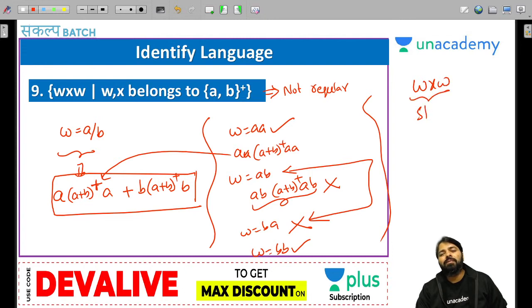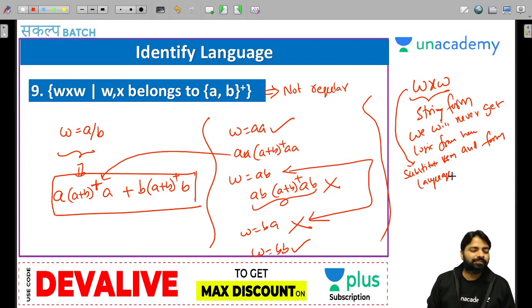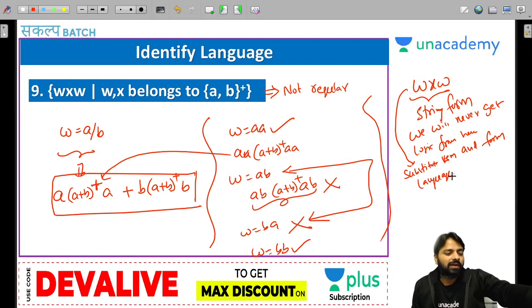WXW is a string form. You will never get what it is. Well, maybe sometimes, but that will never help you. We will never get a logic from here. Where do we get a logic? Put W and X, then substitute them to understand, and form a language. Look at that language. Don't look at this WXW. Clear? And that basically requires practice.